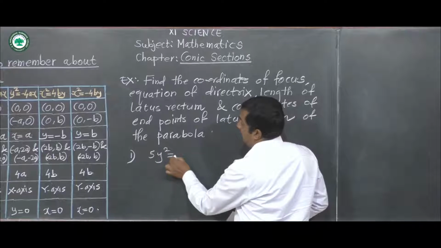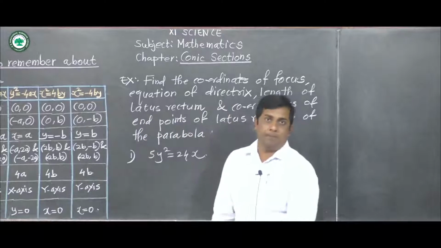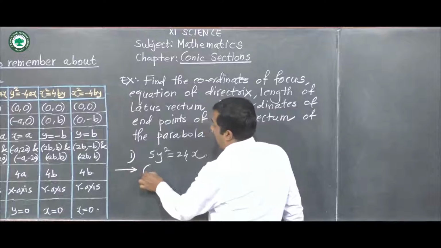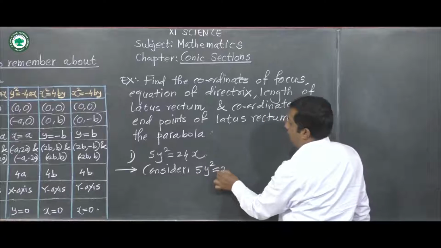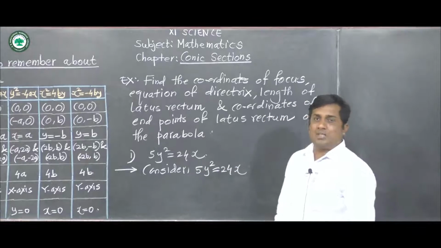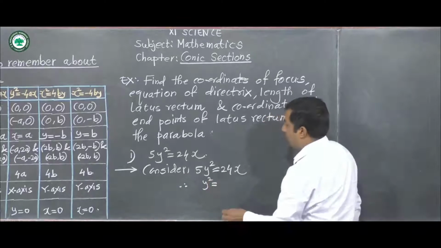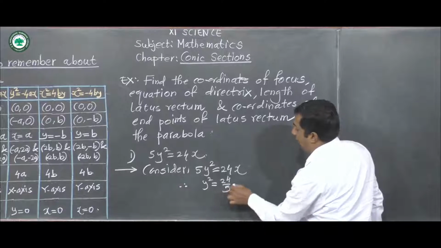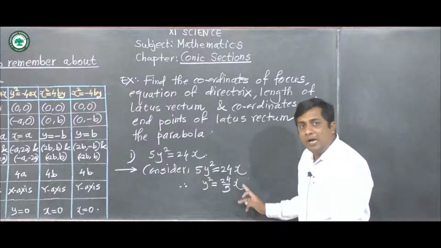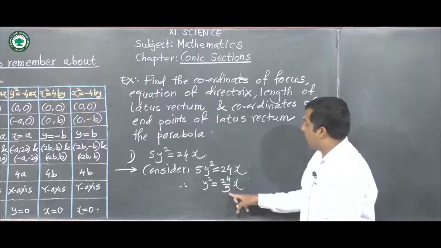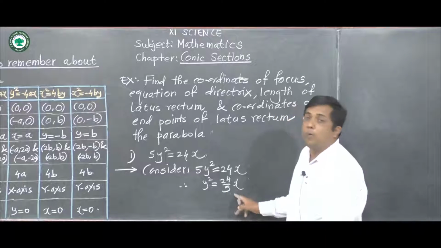5y square is equal to 24x. This is the equation of the parabola. Okay, so we consider this equation again: 5y square is equal to 24x. Let's divide both the sides by 5. If we divide, here we get y square is equal to 24 upon 5x. Now everyone knows this y square is equal to 24 by 5x is of the form y square is equal to 4ax.